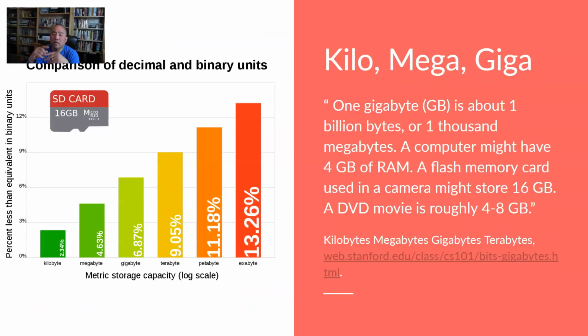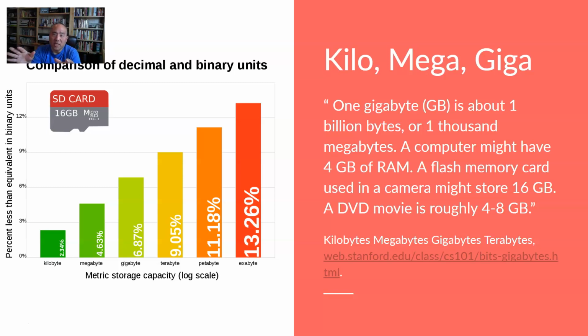Finally, we're going to talk about kilobytes, megabytes, and gigabytes. A kilobyte is 1,000 bytes. One byte happens to be 8 bits. Now a megabyte is 1,000 kilobytes, and a gigabyte is 1,000 megabytes, or 1 billion bytes. Just to give you an idea, what we're talking about is size.